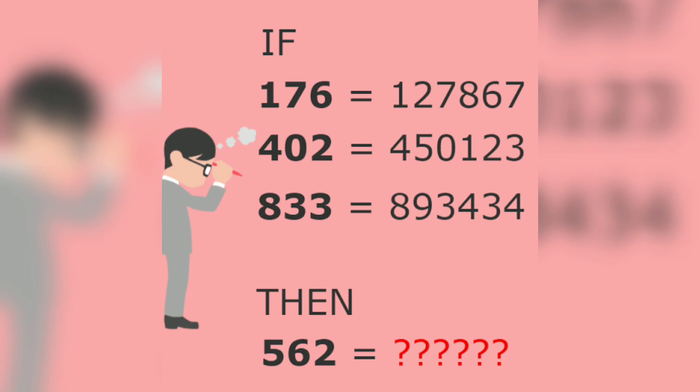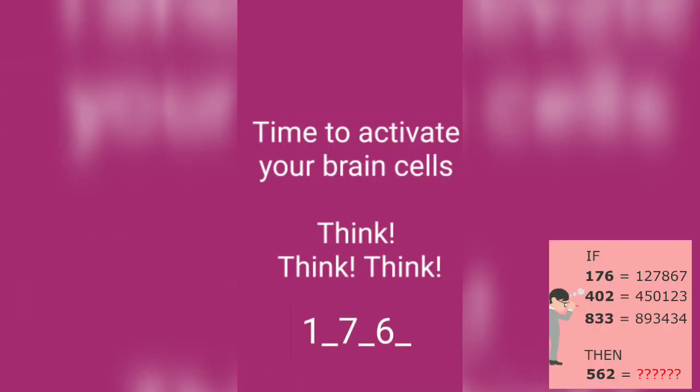Consider first number 176. It is coded as 127867. Try to always analyze the number, dear friends. If we closely look into the number, we can write it as 12-78-67. So, some number is appended to each digit in the original number.